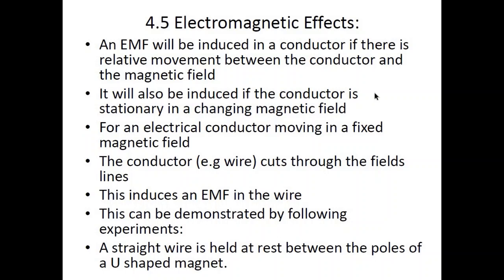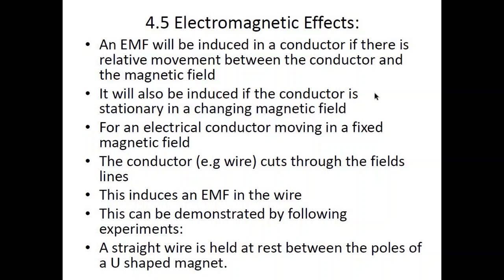For an electrical conductor moving in a fixed magnetic field, the wire or the conductor would cut through the field lines, and when this happens, the magnetic field lines would induce the free electrons inside that conductor to move, and once the electrons start to move around, as we know, the movement of electrons is known as current. Hence an e.m.f. would be induced inside that conductor, and this can be demonstrated by the following experiment.